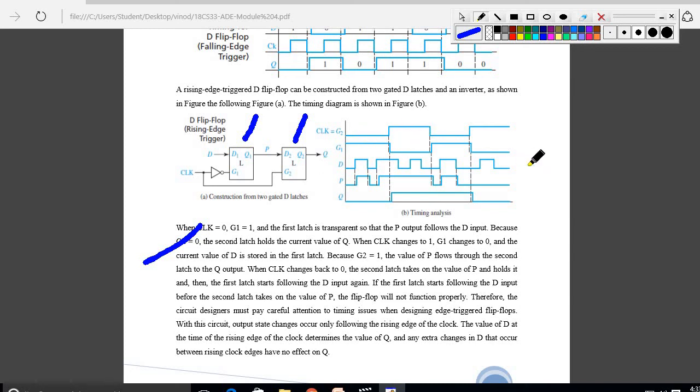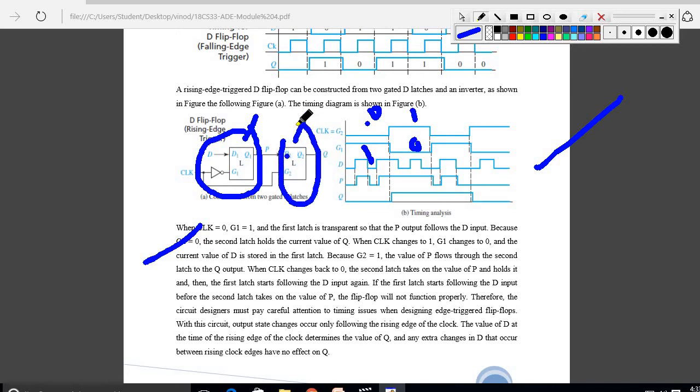But here in the timing diagram, when G2 is 0 and G1 is 1, this D latch will work. When G2 is 1 and this is 0, the value of P should go to D2 and this will work.